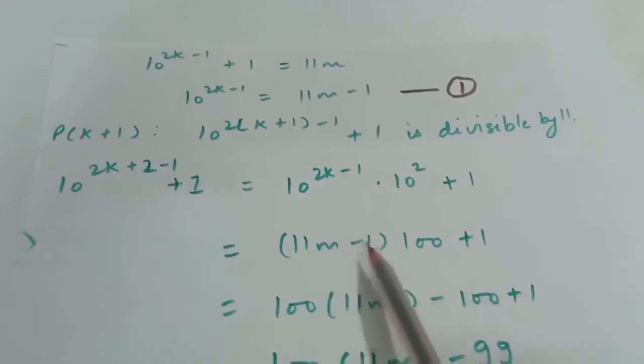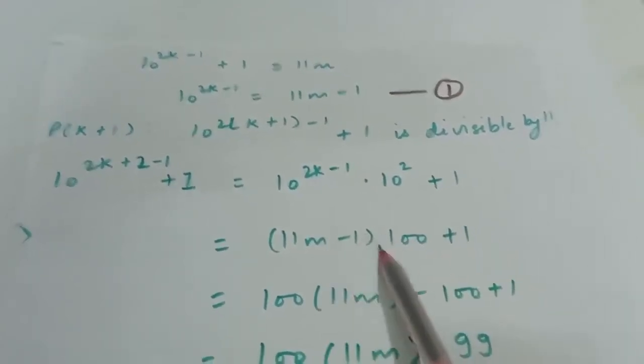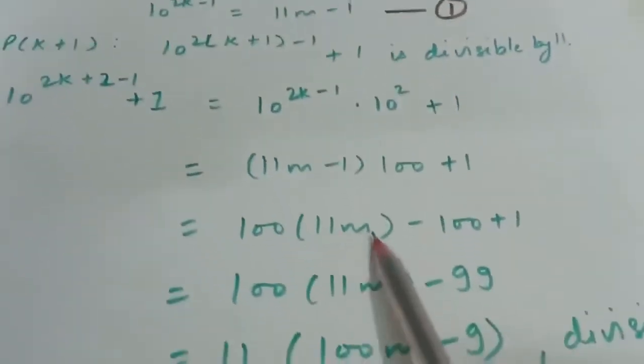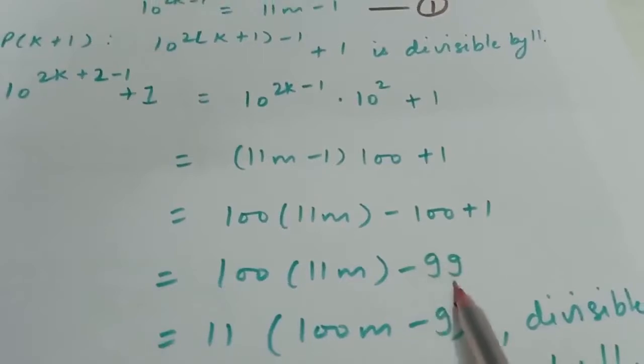Write it down: 11m minus 1 into 100 plus 1. Multiply 100 with both the terms. 100 into 11m minus 100 plus 1. This will now be minus 99.